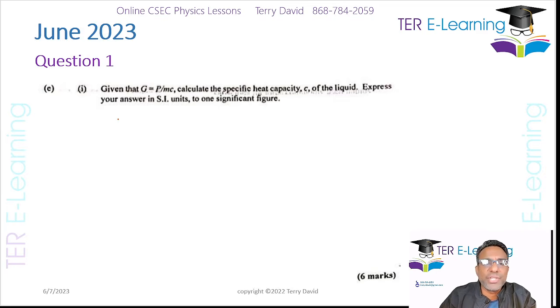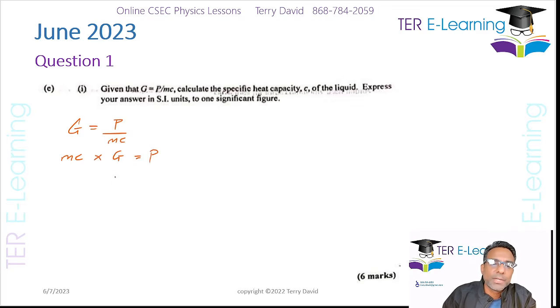So given that G is equal to P over MC, calculate the specific heat capacity of this liquid here. So G is equal to P over MC, right? So if I cross multiply, I'm going to get MC multiplied by G is equal to P. So therefore, C is equal to P over M multiplied by G, right?